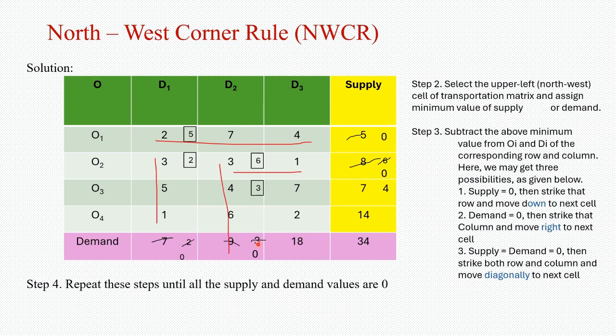Now we move to the right, here 4 and here 18, minimum value is 4. 4 minus 4 is 0 and 18 minus 4 is 14. Supply is 0, so the row is cancelled. We move down. Here we see 14 both in supply and demand, so the minimum value assigned is 14. 14 minus 14 is 0. Thus we got both supply and demand become 0. Next step is to calculate the minimum feasible transportation cost.